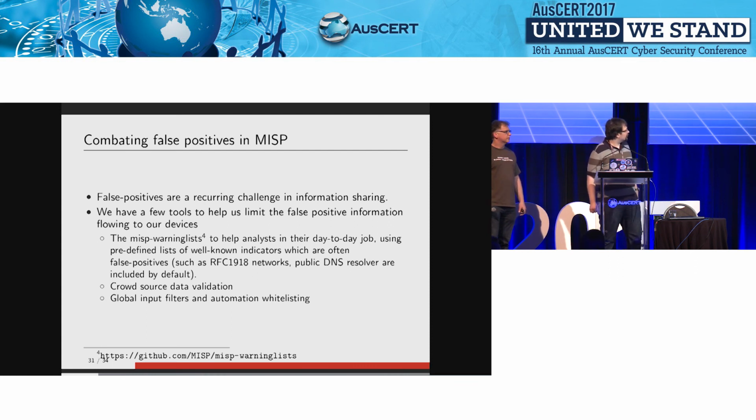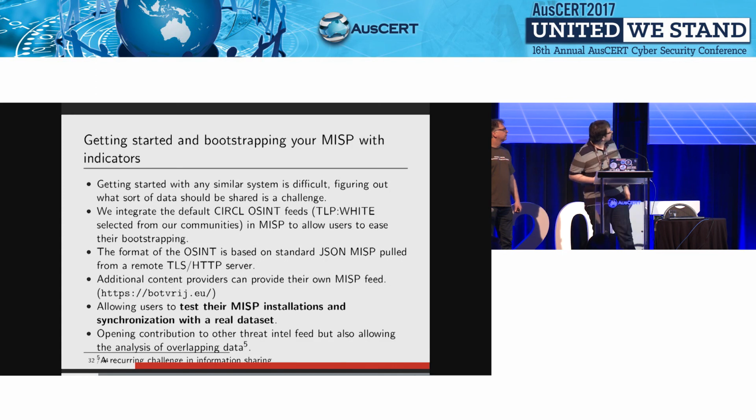And then another way of combating it would be crowdsourced data validation. So again, this goes back to the whole proposal system and the sighting system, and allowing your constituents to tell you that your data is correct or not. And another thing is, if you want to be even more strict about it, you can set up input filters that, for example, block any IP address from your IP range to be entered into your MISP instance, so to avoid accidental leaks of information that shouldn't go out there, and so on.